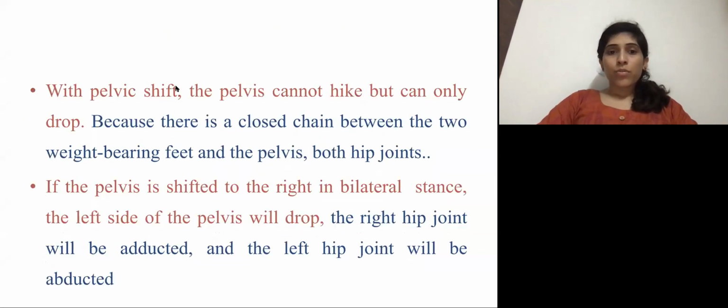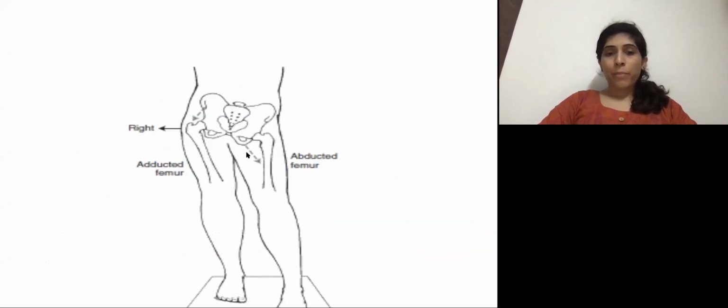Okay, so we'll see with one good example. Here the person, both the extremities are in contact with the ground, but the maximum weight is taken by the right extremity. So the whole body is shifted towards the right side. The left extremity's knee and hip are in a slightly flexed position. That is not taking the weight. So all the weight is taken by the right extremity.